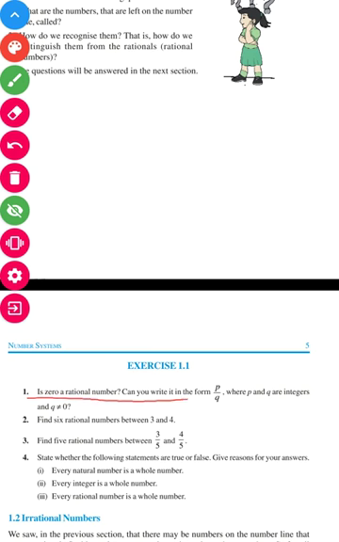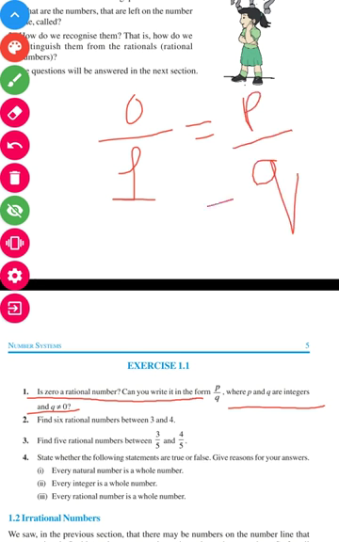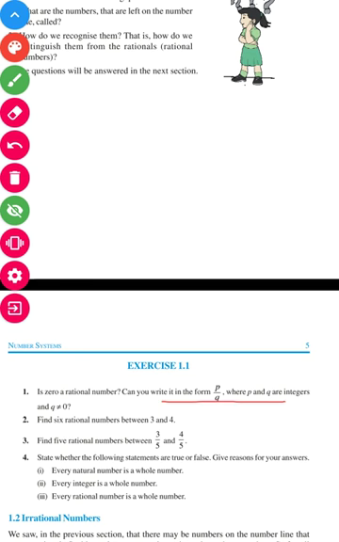Is 0 a rational number? Can we write it as P over Q, where P and Q are integers and Q is not equal to 0? That is possible. As I told in the introduction of the chapter, we can write this 0 as a rational number, 0/1. Here we can write it in the P over Q form, where Q is not equal to 0. So 0/1 is our rational number, which is the answer of our first question.